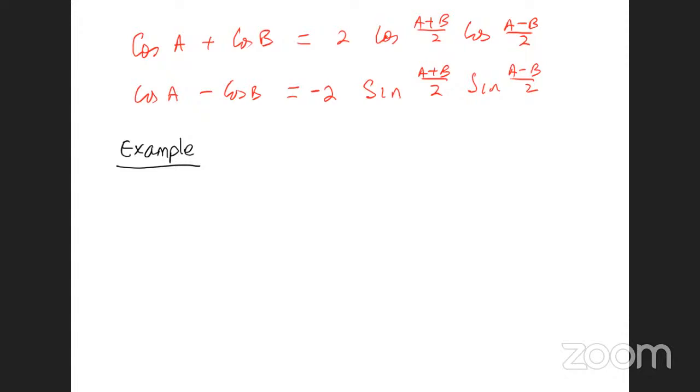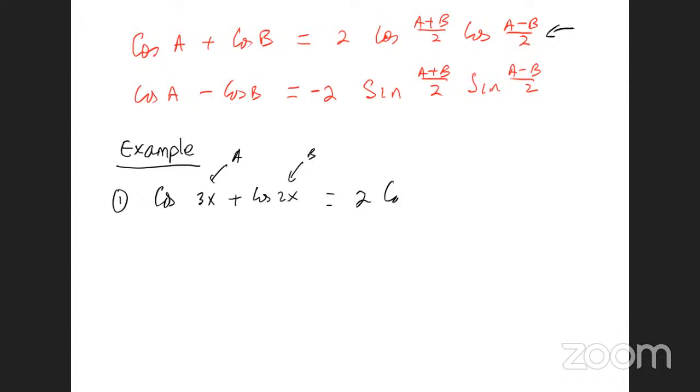Okay, so those are your rules. Let's take a quick example. Suppose I said cos 3x plus cos 2x. This is the A, this is the B. And that's it. Plug it in the formula for cos A plus cos B and you're done.